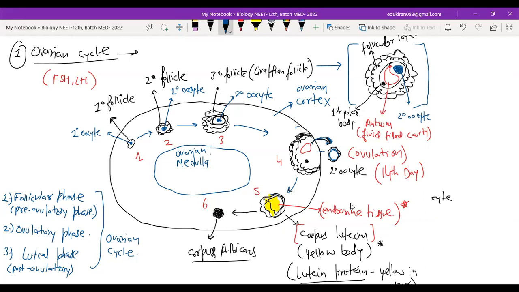the remnants of the follicle develop into the corpus luteum. Remnants means whatever is left. So what all things are left in the follicle? The antrum, the polar body, and the follicular layers, right? So these remnants of the Graafian follicle develop into a corpus luteum.